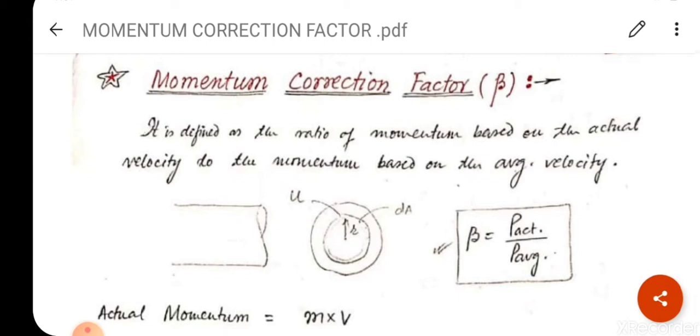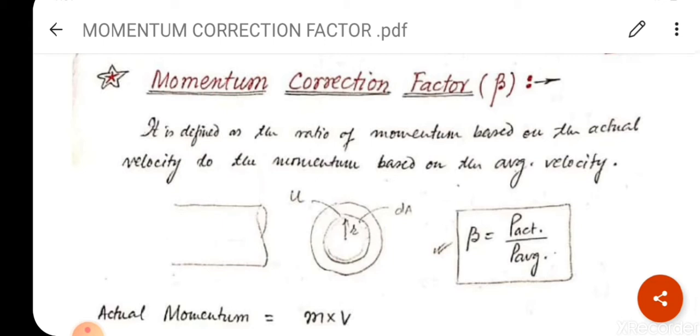So what is momentum correction factor? See this definition. It is defined as the ratio of momentum based on the actual velocity to the momentum based on the average velocity. Clear? It is denoted by beta. Beta is equal to P actual upon P average, actual velocity upon average velocity.